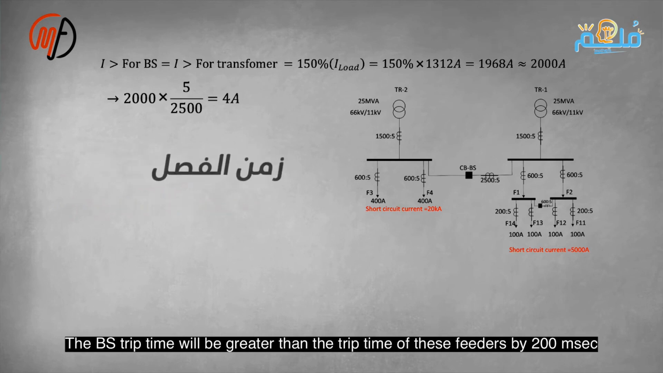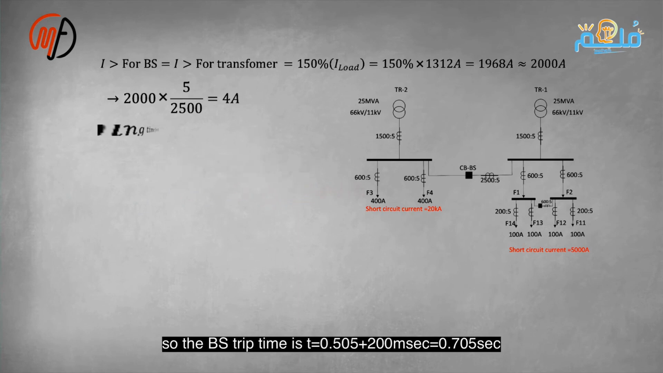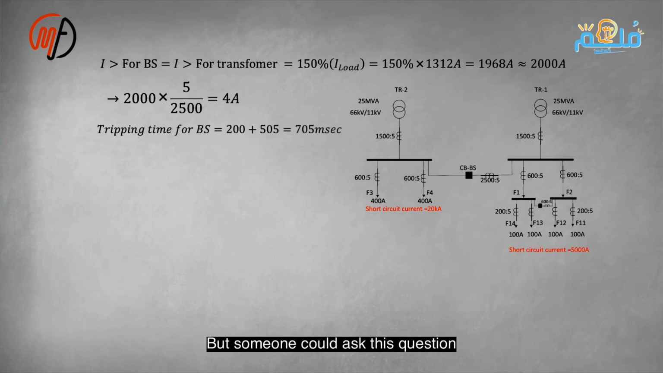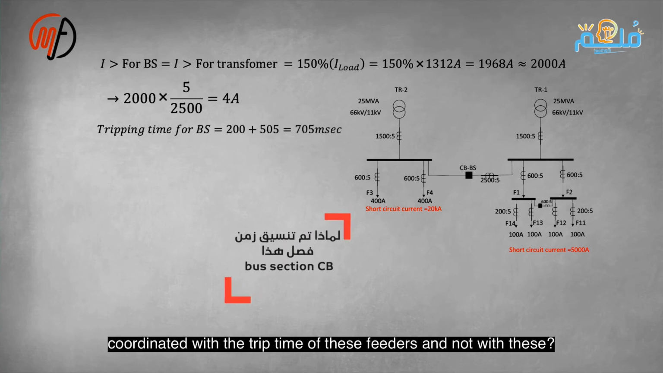Aligning with feeders 4 and 5 conflicts with F1's 500 milliseconds. Consider all current flows. The bus section circuit breaker trip time is 0.705 seconds. Why was this coordinated with the feeder's trip time and not vice versa? This is logical. Coordinating with feeders 4 and 5, each 200 milliseconds increases trip time to 400 milliseconds. This conflicts with F1's 500 milliseconds if current flows this way. Thus, consider all current flow scenarios.